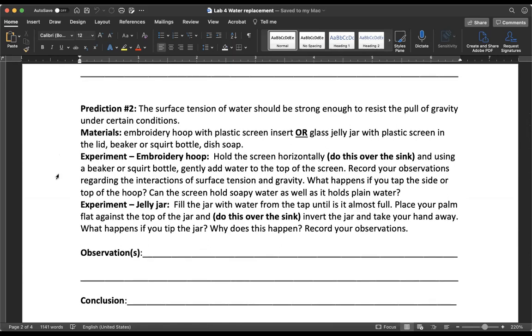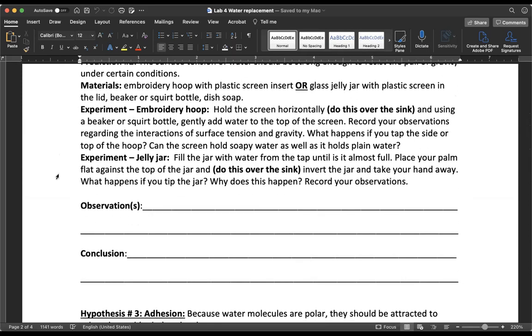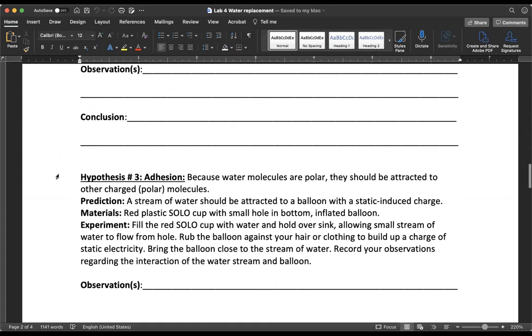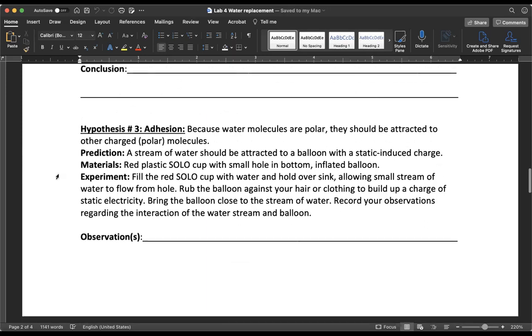The jelly jar, again, it was surface tension of the water that held the water in the inverted jar with the screen and the lid. If I would have added soap to that, the water would have flowed right through. I didn't do that because I would have been spending all day trying to rinse the soap out. You have to get those really clean.